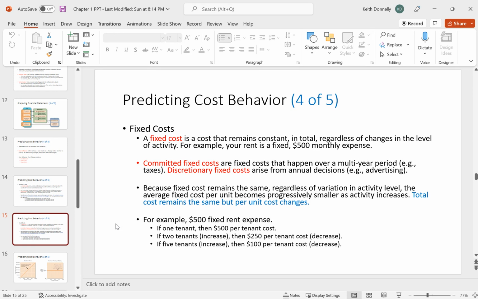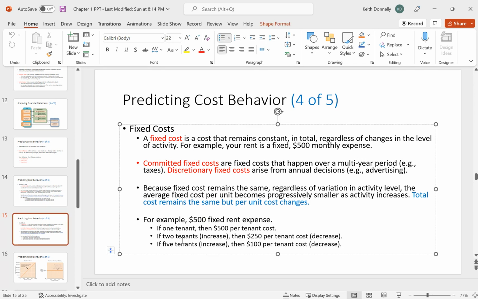So if we have a $500 fixed rent expense, it's always going to be $500. It's a fixed amount. If we have one tenant, then the per unit cost is $500 per tenant. If two tenants live in that apartment, that's the $500, then it's going to be $250 per tenant. If 5 live in there, we cram 5 in, and it's going to be $100 per tenant.